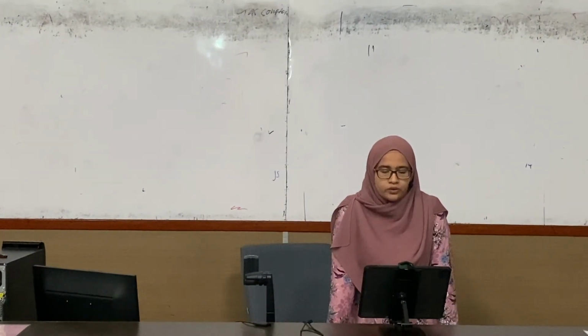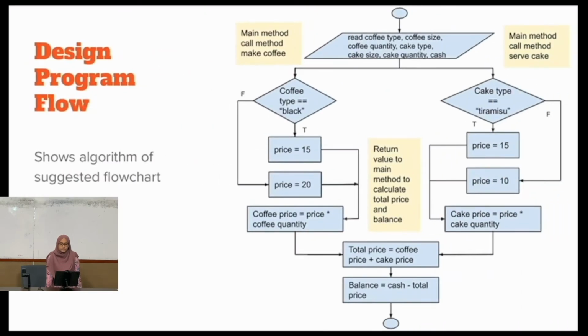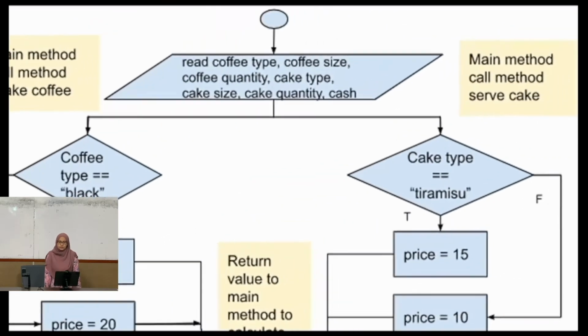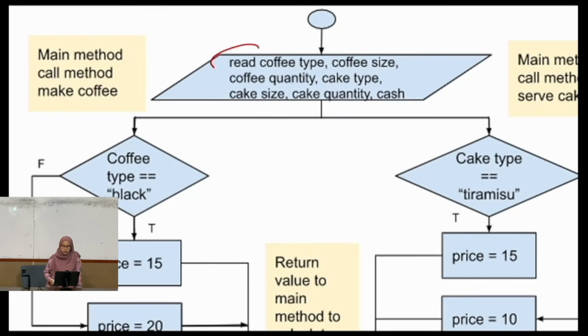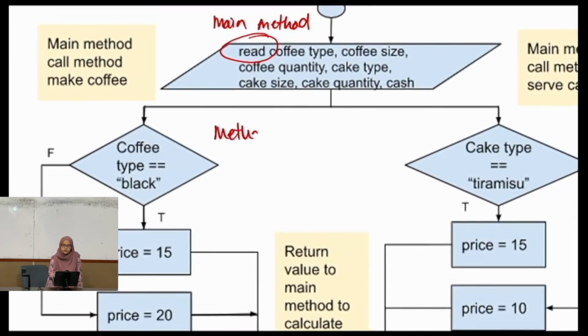Alright, so class, as you have discussed with your friends and you have seen the role play being acted out in this class, we would like to see closely the real algorithm that is suggested for you to do in your group. It is by taking the input first in the main method, and then you pass the value to method 1 and then you pass another value to method 2.